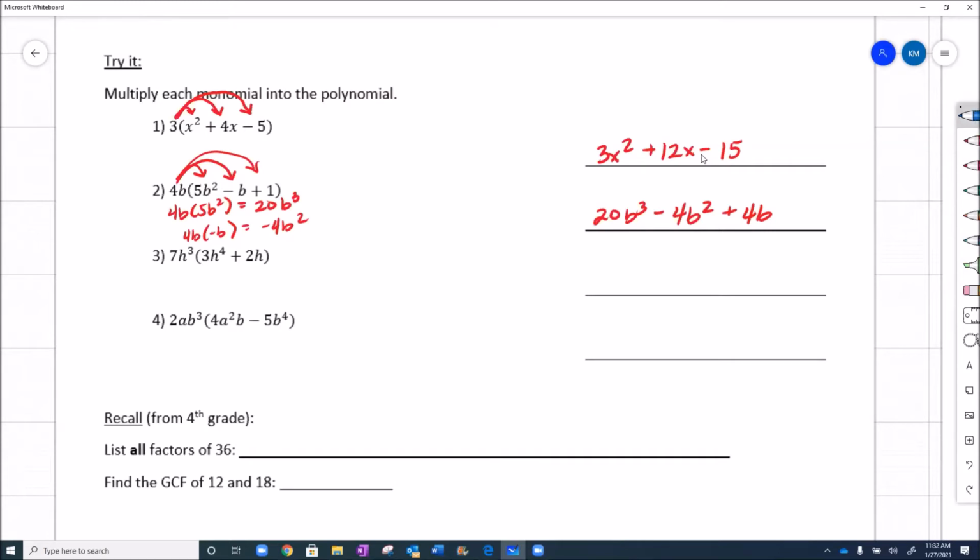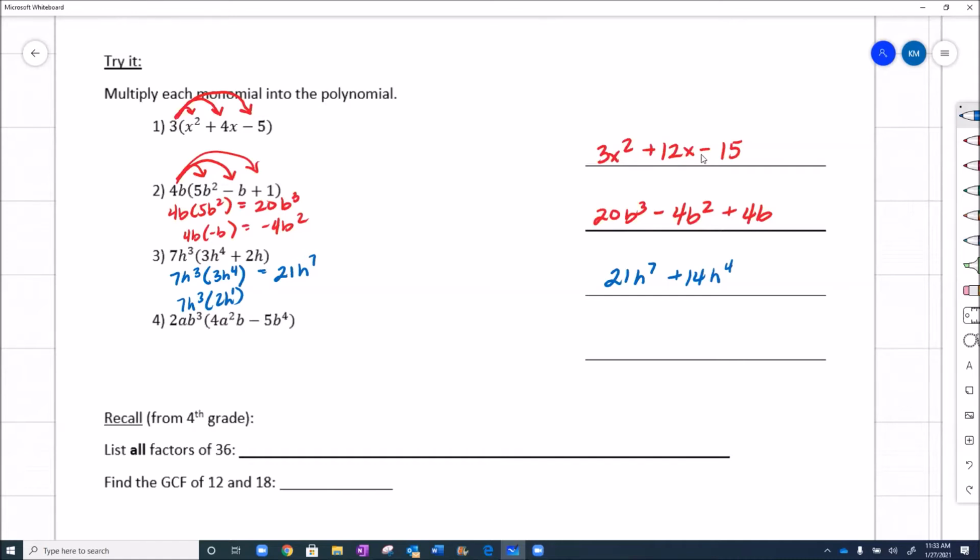Choose a different color as my writing might get close to each other. All right, we have 7h to the 3rd times 3h to the 4th plus 2h. So as we do this grouping again, 7h to the 3rd, 3h to the 4th. Okay, that gives us 7 times 3, 21. H to the 3rd, h to the 4th, h to the 7th. So 21h to the 7th, getting to use our exponent rules. 7h to the 3rd times 2h. 7 times 2 is 14. H to the 4th, because that exponent here is 1. 3 plus 1 is 4.